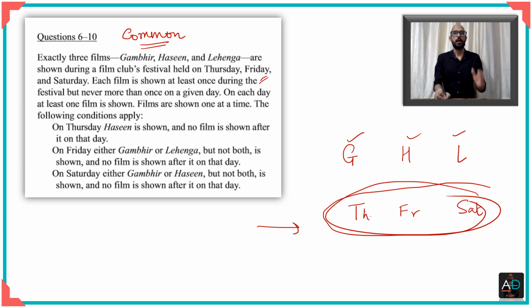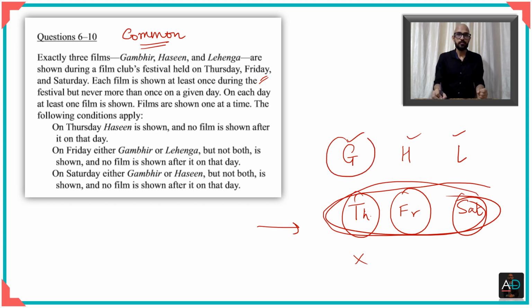That's the first thing that you learn from here. Next, it says then on each day, at least one film is shown, which means that there is no such day where there is no movie. That's not possible. At least one film is shown every single day. It also says that no given movie is shown more than once, which means let's say we take Friday. On Friday, you cannot have 2 shows of Gambhir or you cannot have 2 shows of Haseen. You can only have one film being shown once.